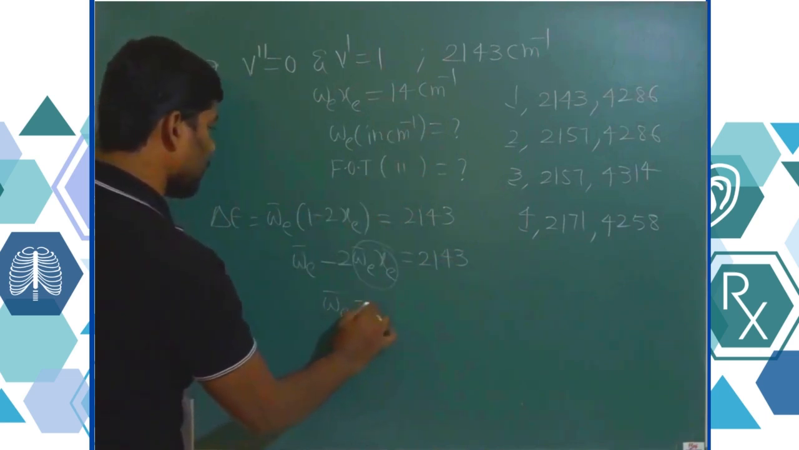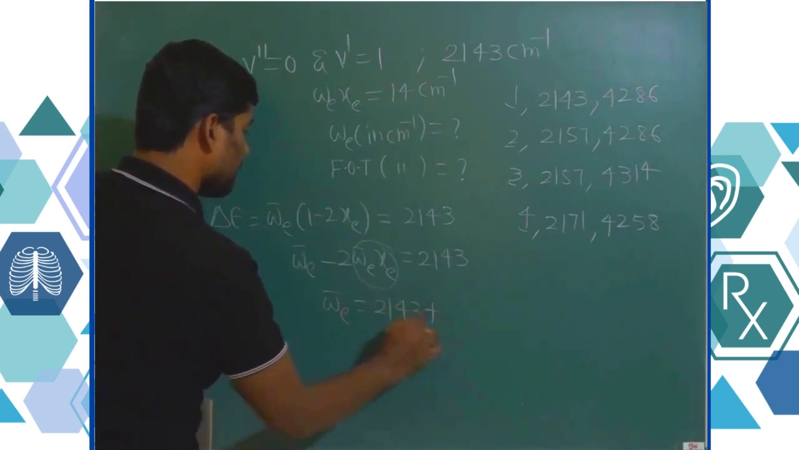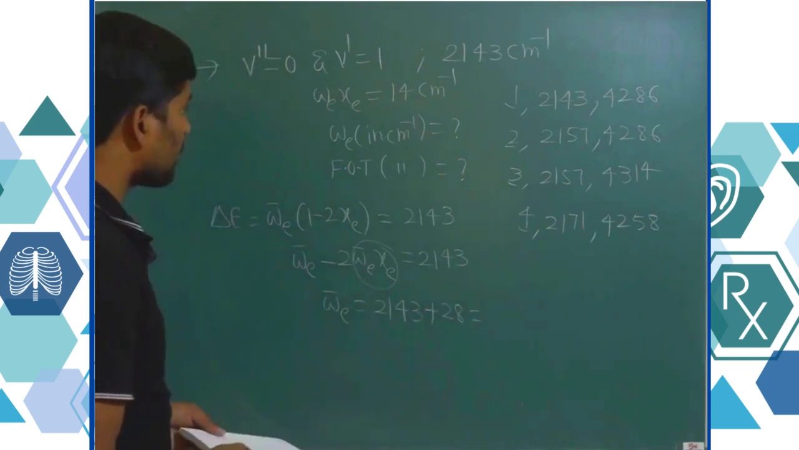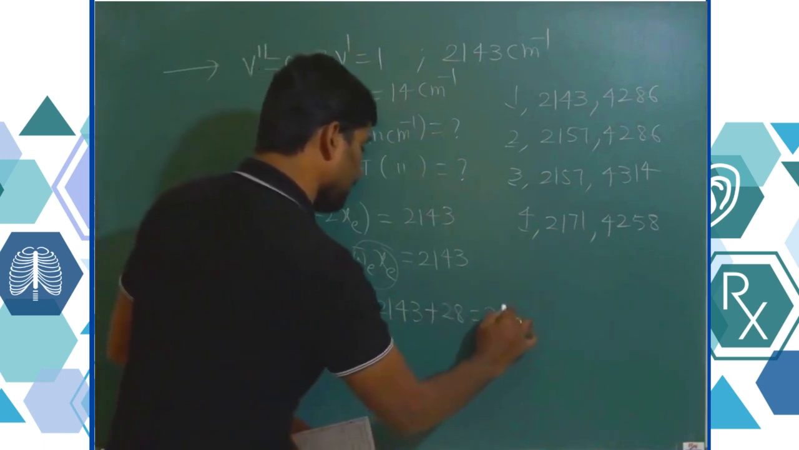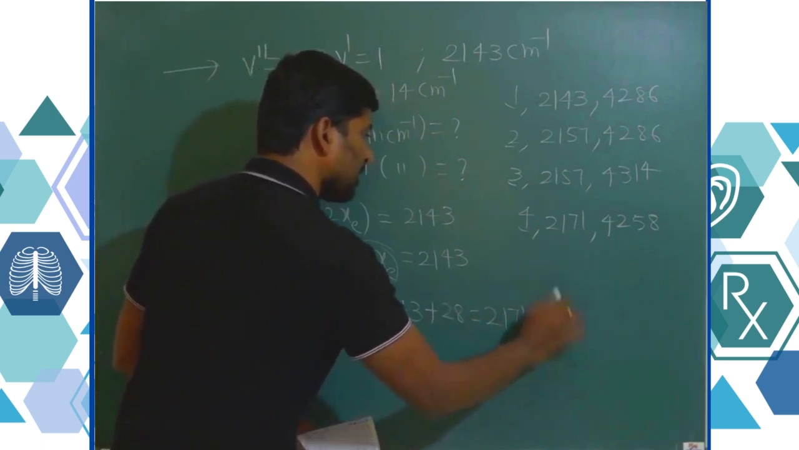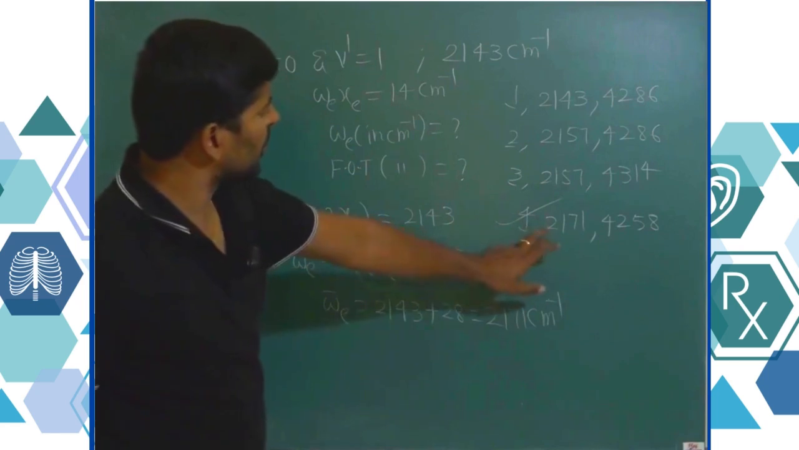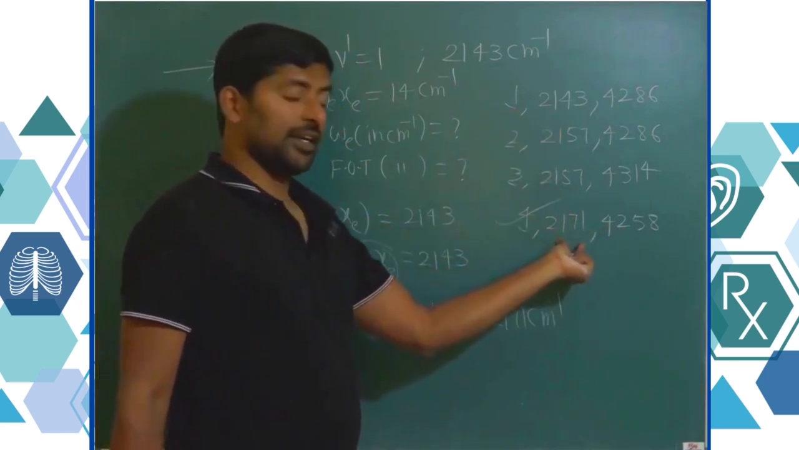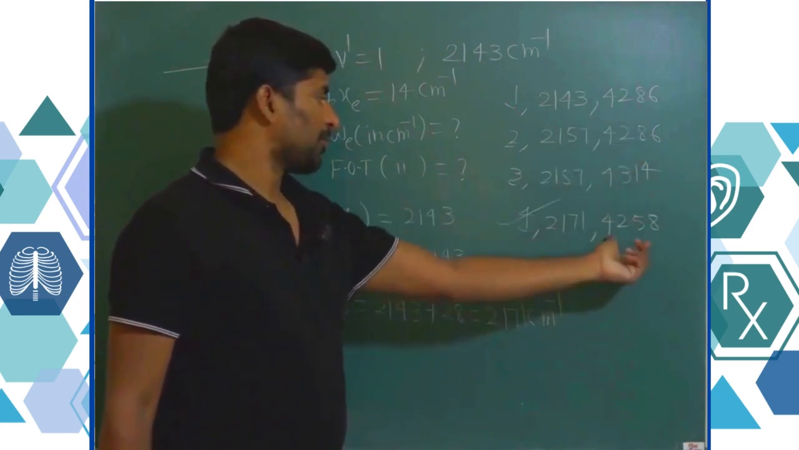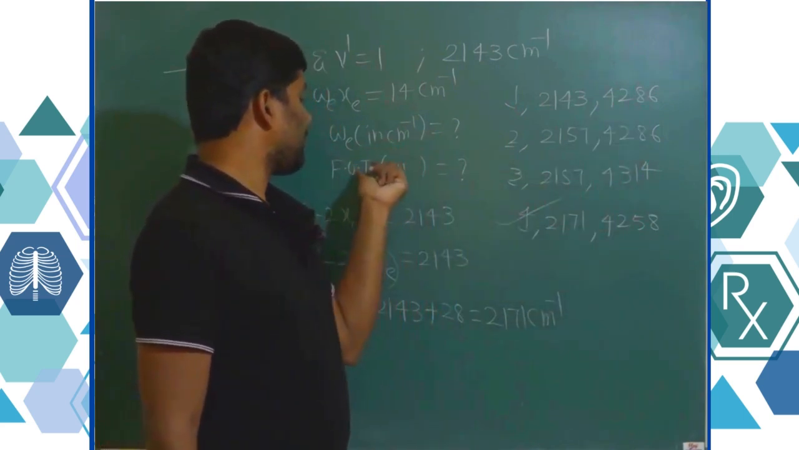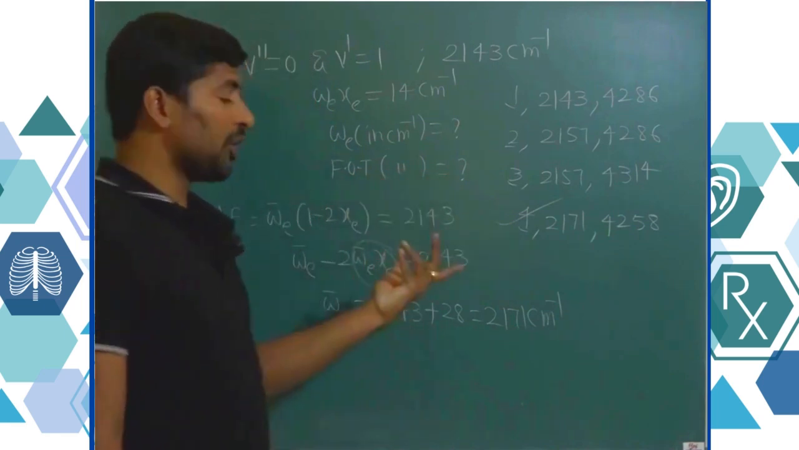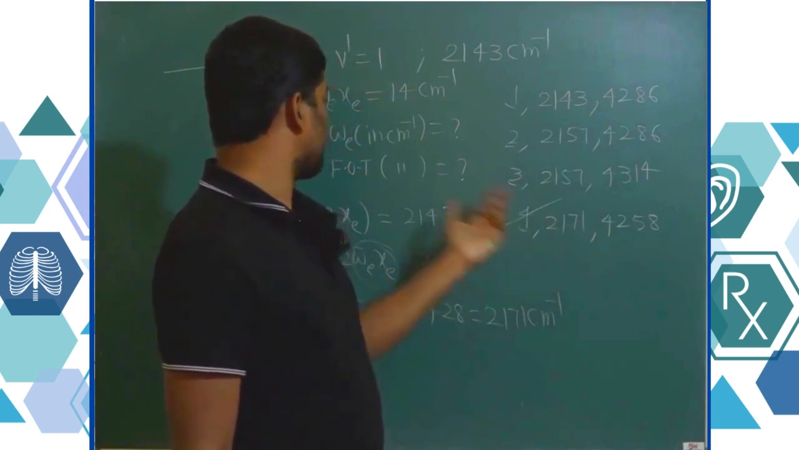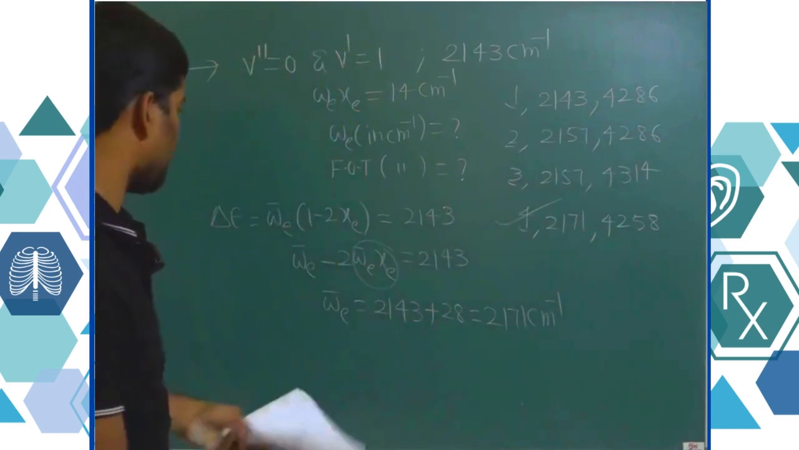The omega bar e xe value is given as 14. So omega bar e is equal to 2143 plus 14 into 2, that is 28. 2143 plus 28, we will get 2171 centimeter inverse. That is option 4, since 2171 is given only in the fourth option. See, like this we can filter some options. No need to verify the first overtone separately.